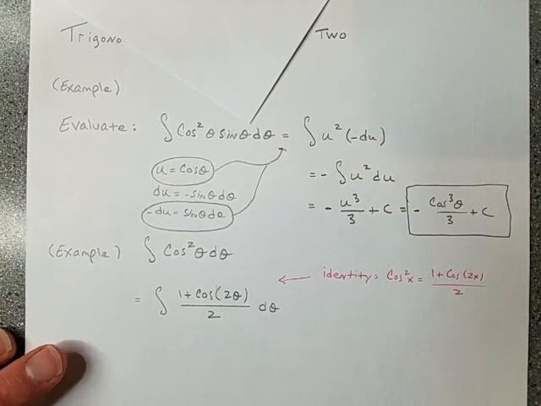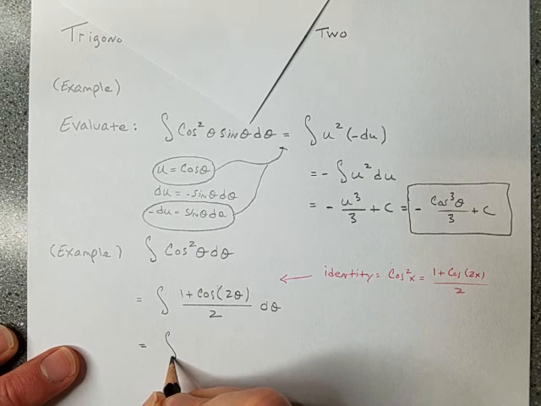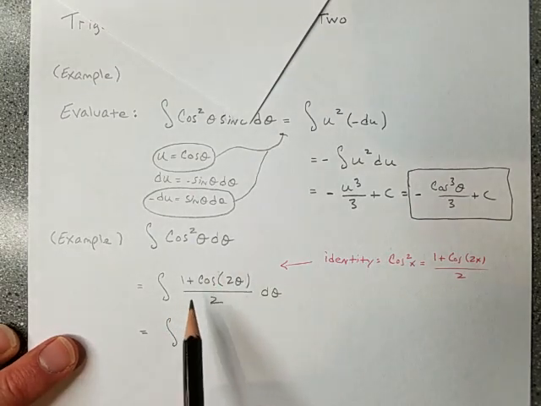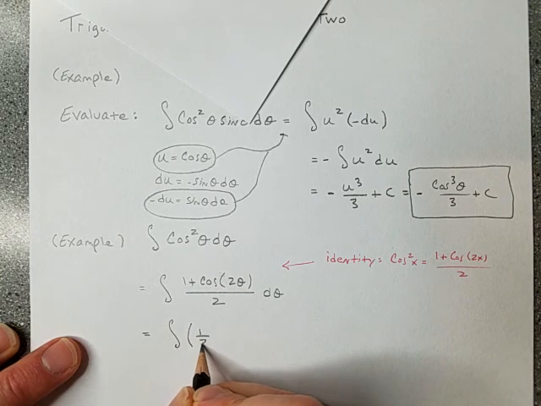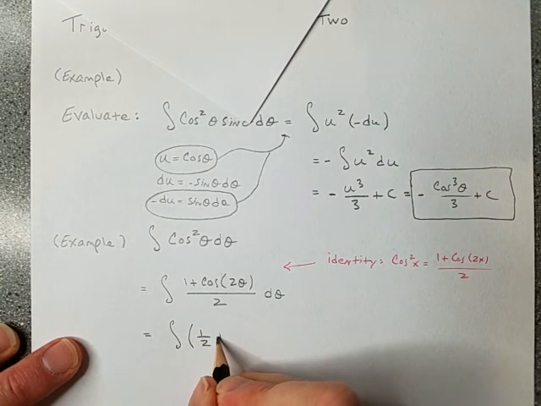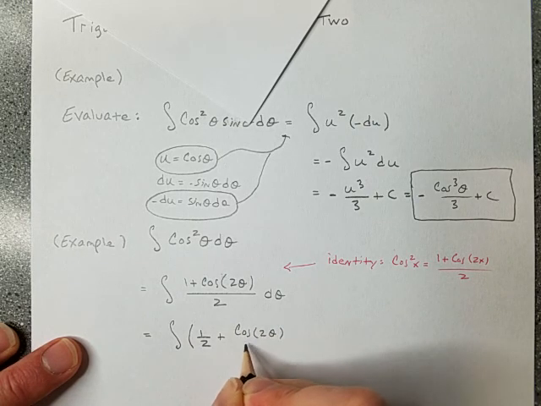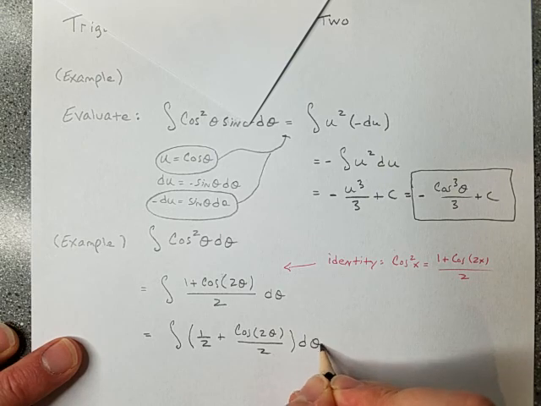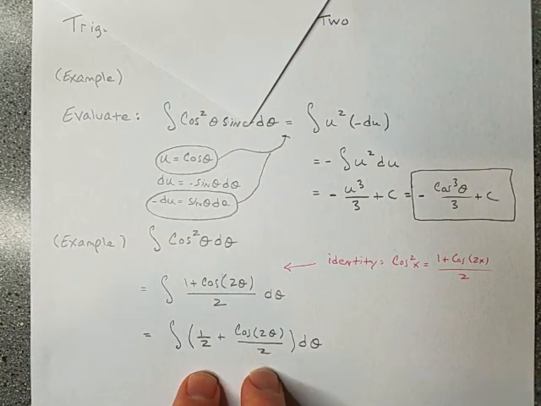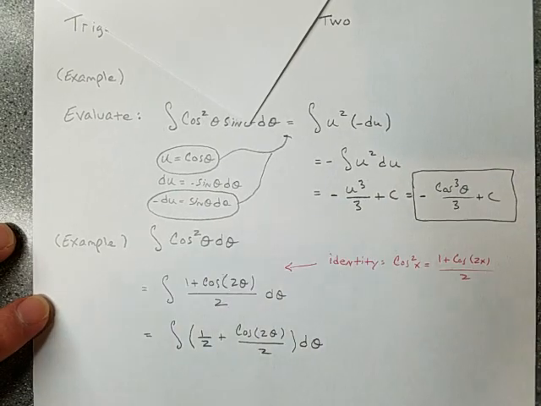Okay. All right. Now, from this point, what I want to do is separate this fraction out. Like I could see this fraction as a 1/2, okay, plus cosine 2 theta over 2. And I can see it like that because I could add these back together, seeing that they have a common denominator of 2, and combine them into that, so I can take it back apart.